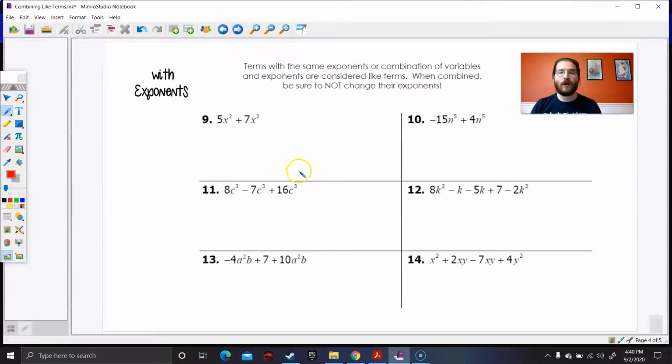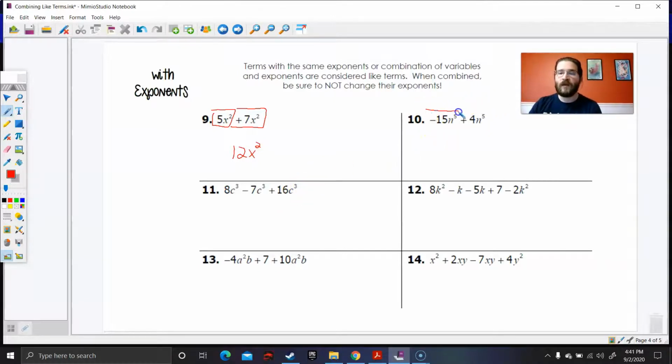Okay. So whenever you have exponents in here, so they have the same exponents or combination of variables and exponents, those are also considered like terms. When combined, be sure not to change the exponents themselves, right? So this one, we're still going to be boxing. All right, so 5 plus 7, we get 12. And then this x squared, we just carry down because it's still considered a like term.